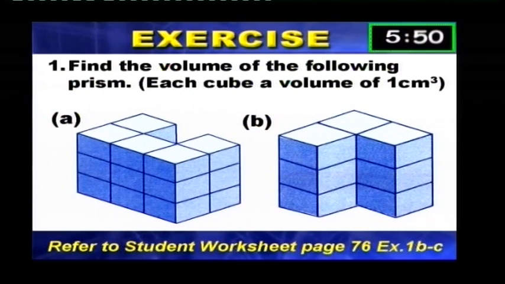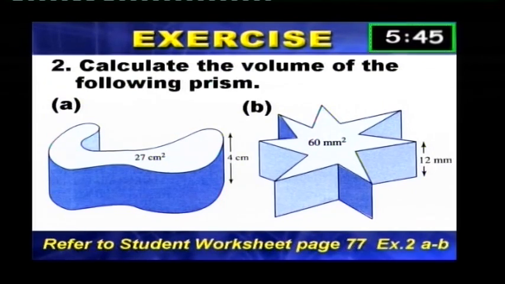Receiving students and 7-ish, now we will move on to our next exercise, exercise number 2. You have to calculate the volume of the following prism. Remember that in exercise number 2, the area of the base has been given in square centimeter. You have to use the formula, volume is equals to area of the base times height.